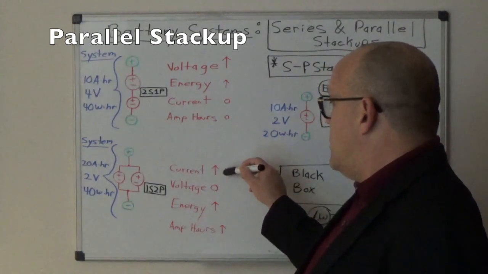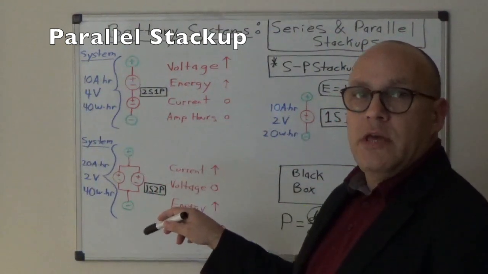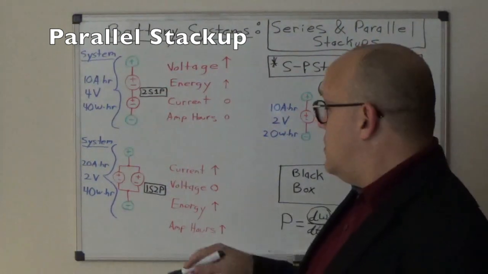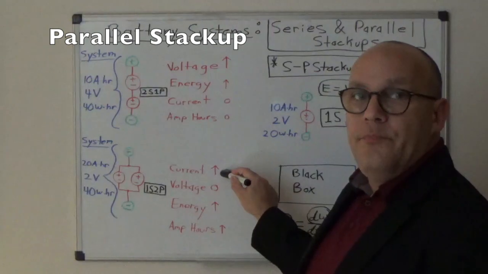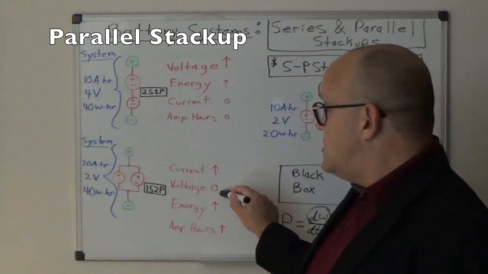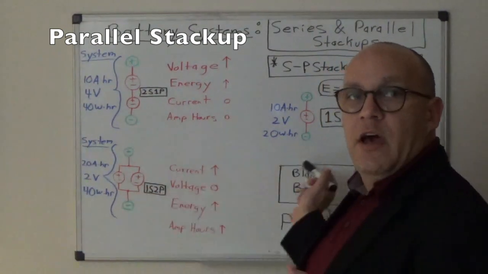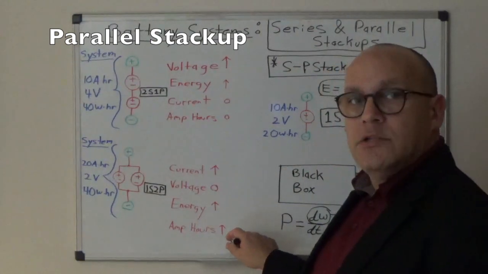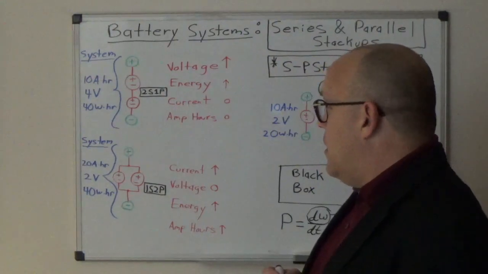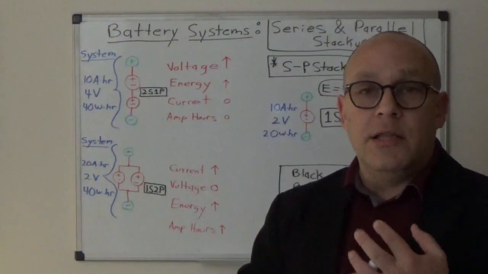Let's go again. The current capabilities go up because for parallel systems, you increase your current capabilities, whereas for the series system, you do not increase your current capabilities. So the current capabilities go up in a parallel system. The voltage does not go up in a simple parallel stack up. The energy just goes up because there's an extra cell aside from the single cell, and your amp hours go up for a parallel stack up. So those are the basics for a very simple series stack up and a very simple parallel stack up.